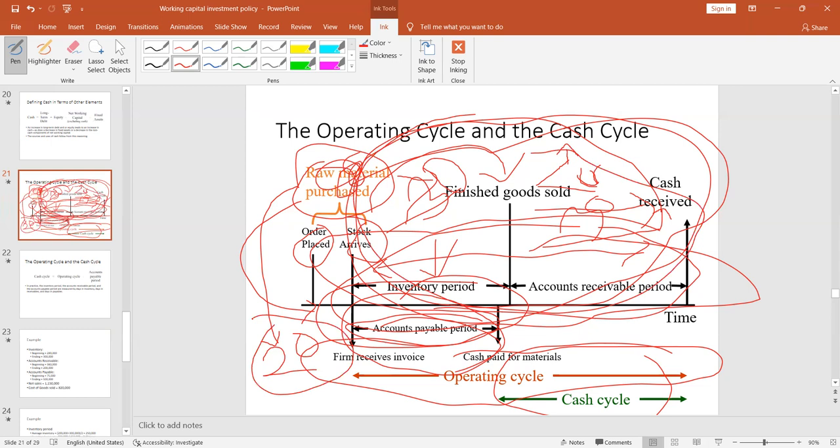So really, for how many days do you need cash? For 40 days. So 40 days is your cash cycle, and these 60 days is your operating cycle. These 20 days is the accounts payable period. Now we can calculate this. How can we calculate?